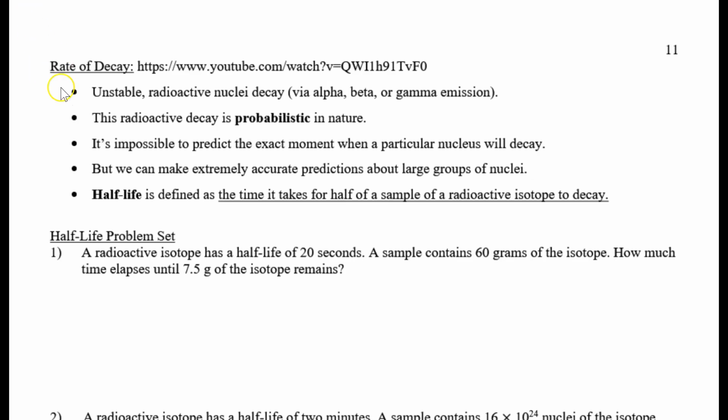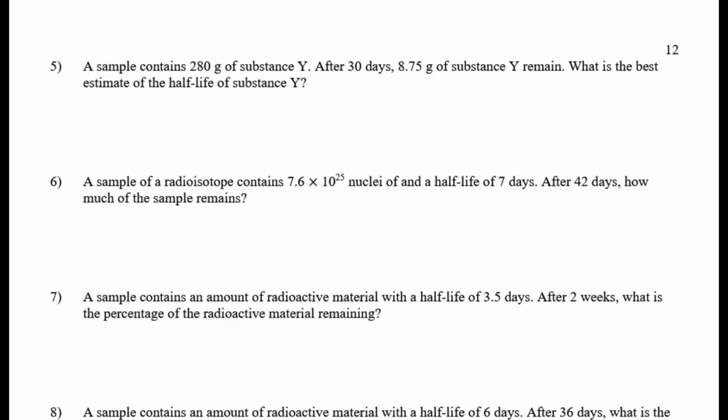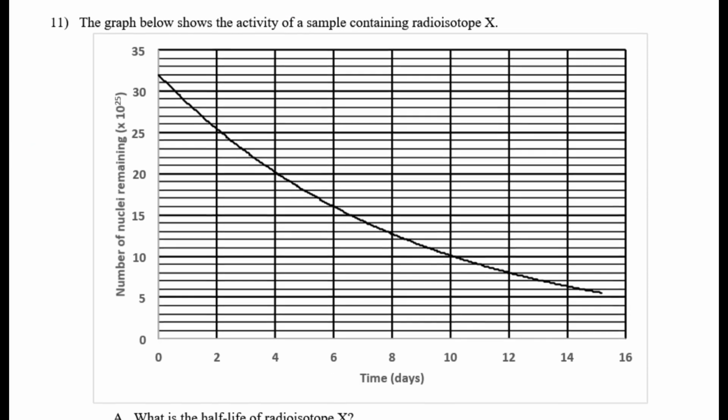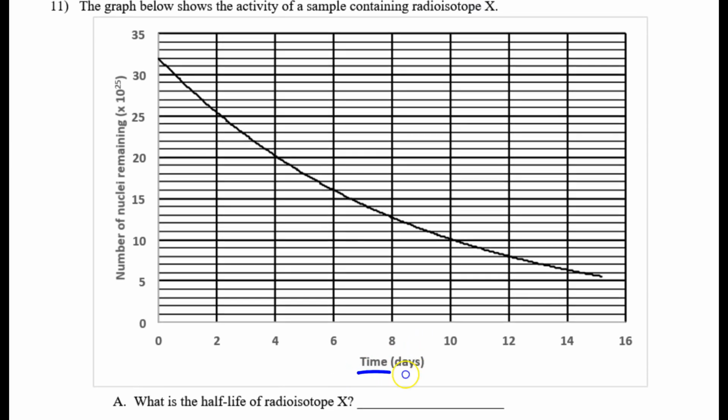Okay, next up, we're going to flip ahead in our notes to page 13, and we're going to see how to determine half-life using a graph. On this graph, the x-axis is time. The y-axis is the number of radioactive nuclei remaining. So when no time has passed, no nuclei have decayed. How much do we start with?